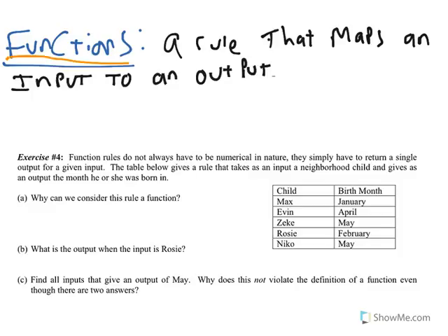We'll start simple. What is a function? A function is a rule that maps an input to an output. You can think of it like a machine, like a little vending machine. You put something in, you get something out. The way it works is we put in an x generally, and we usually get out a y.